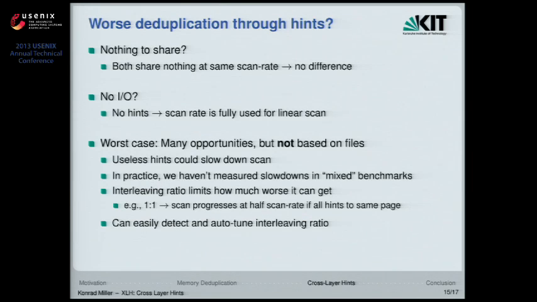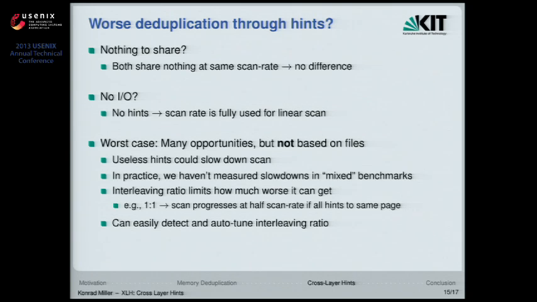Of course, you now will ask, well, those two benchmarks are clearly in favor of your system. What happens if you run something that doesn't have the property that all or most of the sharing opportunities come from files and so on? And first of all, you have to think about what a bad worst case for us would be. And if there's nothing to share, then there's really no difference, as both XLH and KSM put the same effort into the scanning process, and there's nothing to share, so nobody shares anything with the same effort.